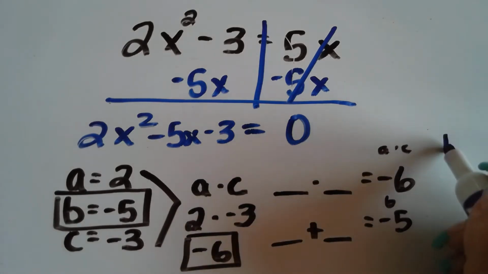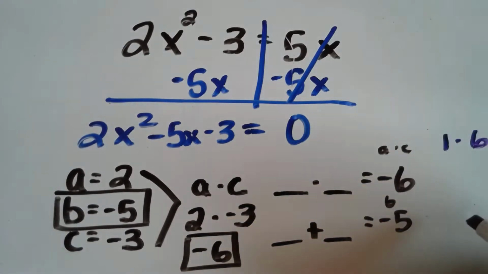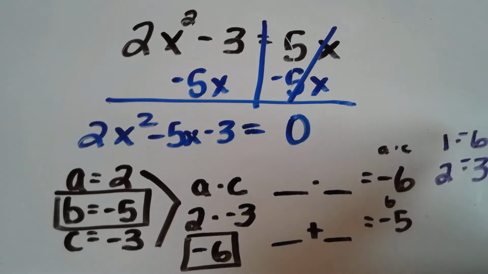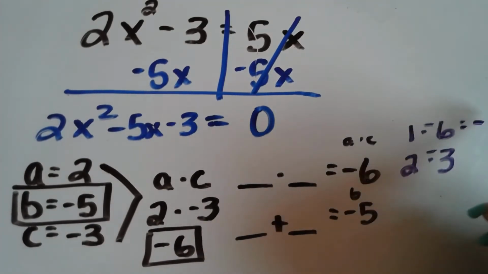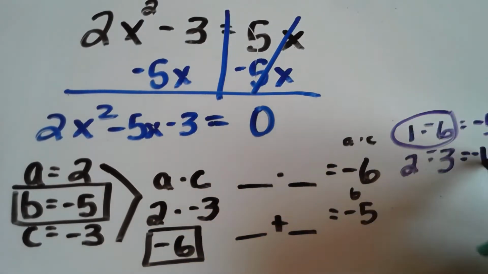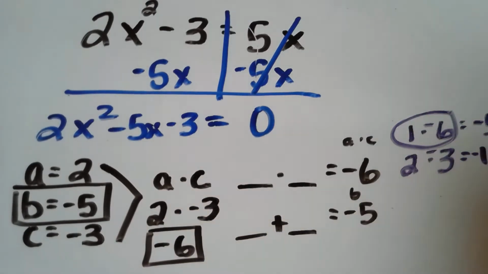So we have 1 times 6, and we have 2 times 3. Now, I know it has to multiply to be a negative and add to be a negative, which means one of them has to be negative, and this one tells me the bigger one has to be negative. So 1 minus 6 equals negative 5, and that's going to be the two numbers we choose for our blanks, because 2 minus 3 equals negative 1, and that's not what we're looking for, okay?